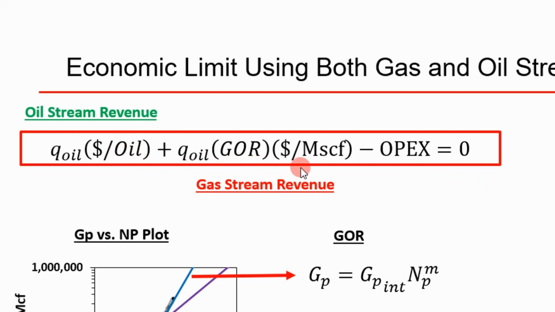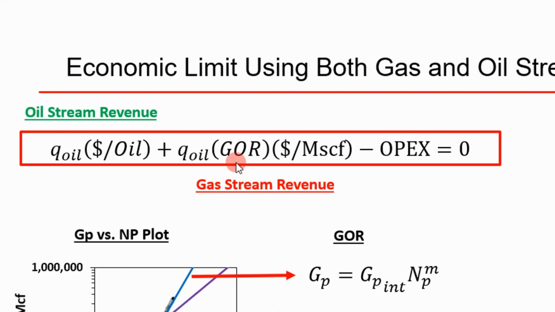So the problem with this equation is we really have two unknowns, the rate of oil and the GOR. So we have to somehow reduce this equation down to a single variable equation so that we can get an exact solution, essentially, in math terms. So how do we do that? Well, we have to be clever.